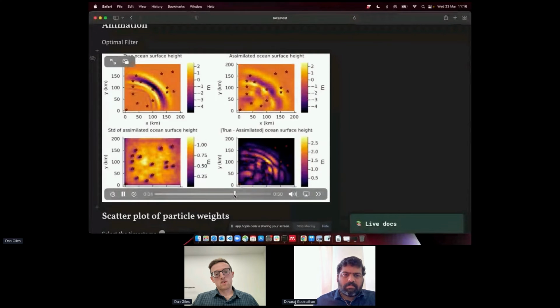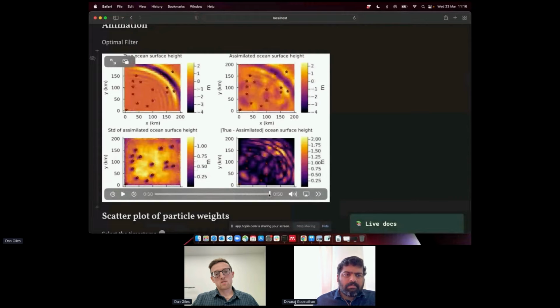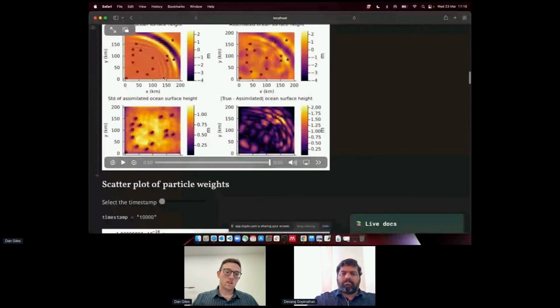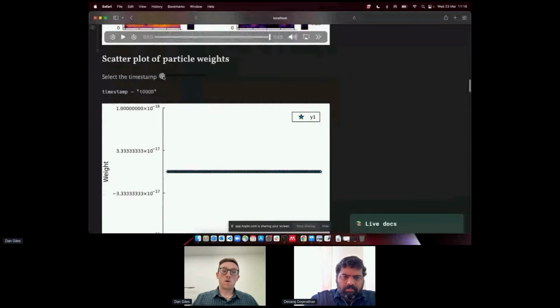If I skip towards the very end, we see the resultant wave height. Again, there's no other information going into these ensemble members or particles other than the observations at these locations. And at the very end, we have a good representation of the true wave height. One of the things we can look at here is also the particle weights.